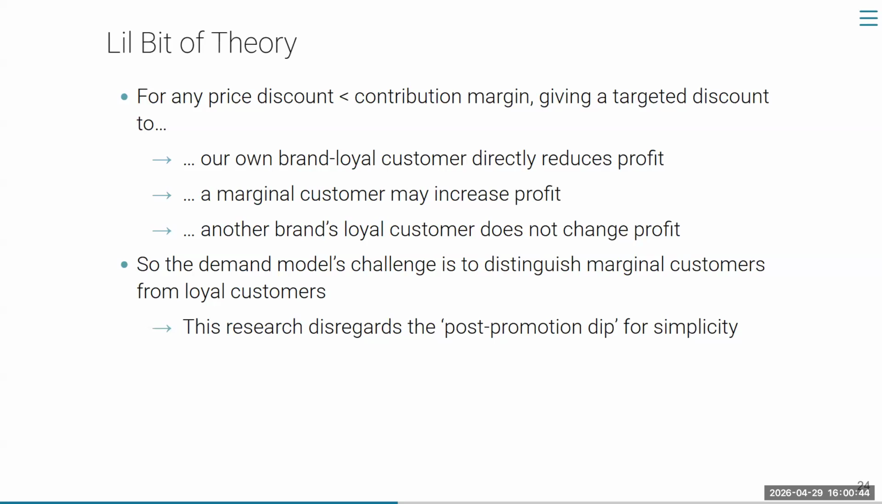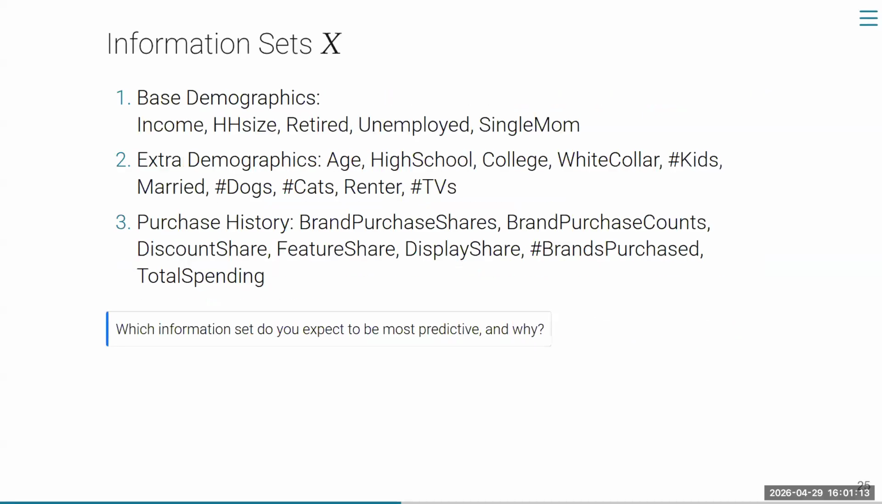What you want to do is find the person who's almost indifferent between your brand and a competing brand, or between your brand and not purchasing anything. And that's the person you want to give the inducement. So following a model's recommendations can worsen your situation if the model isn't well enough calibrated to distinguish loyals from marginals. And we're going to ignore the long-term ramifications in this exercise for simplicity.